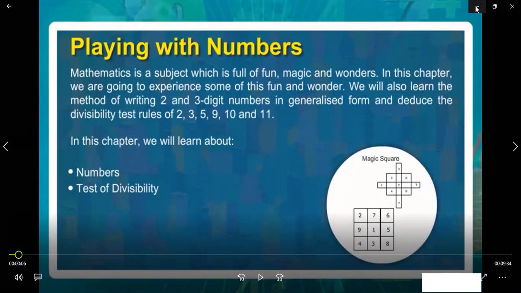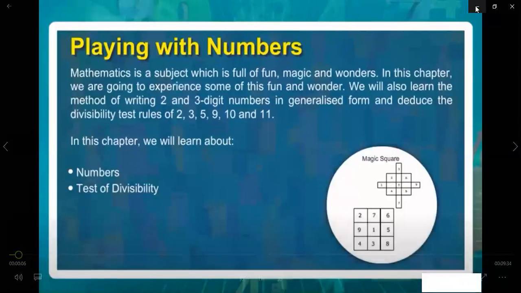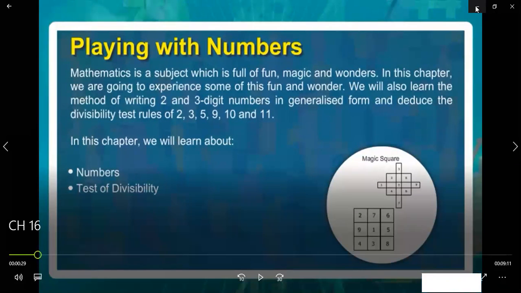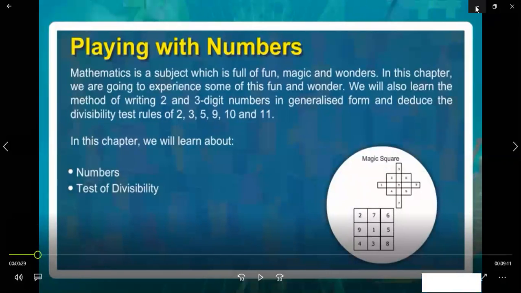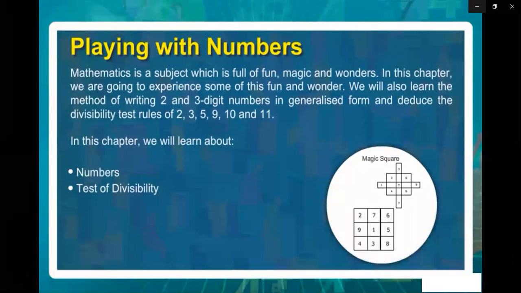So basically, mathematics is a subject which is full of fun, magic, and wonders. In this chapter, we are going to experience some of this fun and wonder, and we'll also learn the method of writing a two-digit number as well as a three-digit number in its generalized form, and to find out the divisibility test rules for numbers such as 2, 3, 5, 9, 10, and 11. So basically, in this chapter, we'll learn about the generalized representation of numbers, either two-digit or three-digit. Then we'll check for some puzzles and games related to that. And further, we can proceed to test of divisibility in our next video class. So let's begin with this.